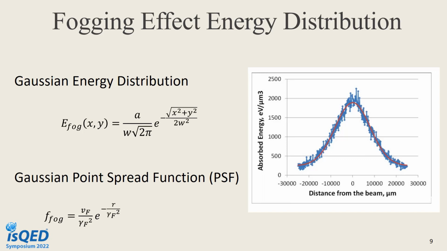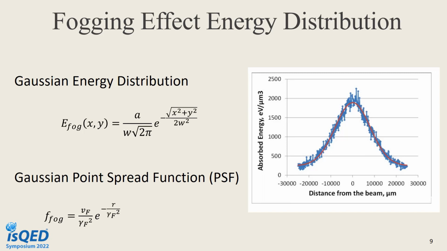So to study the fogging effect distribution, as you can see here, the energy distribution of the fogging effect is a Gaussian shape, and the formula of the energy is something like this. W is the range of the fogging effect, and X and Y are the coordinates of the target point that we want to calculate the fogging effect on. But in our study we use a point spread function model of our fogging effect that can be shown by this formula that you can see here.